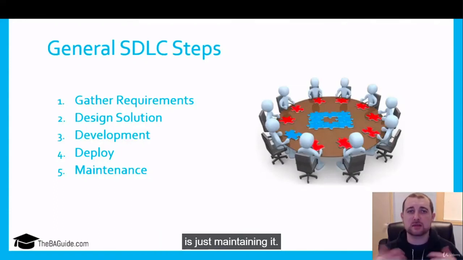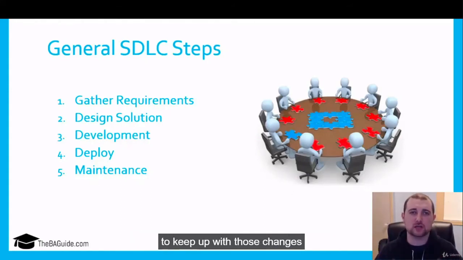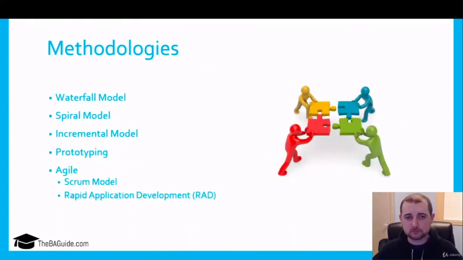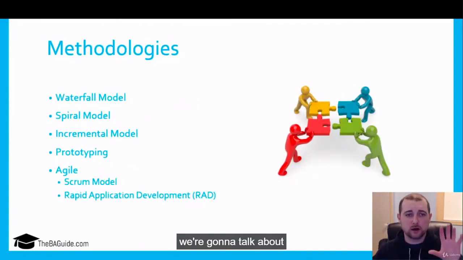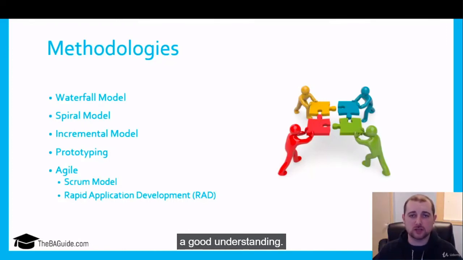And then the fifth and final stage is just maintaining it. With a software system, there's going to be bugs that are brought up, but more commonly, there's going to be changes that the business is going through. Then there has to be some maintenance to the software package to keep up with those changes and make sure that the software continues to meet the business's ever-evolving needs. So some of the methodologies we're going to talk about are the waterfall methodology, spiral methodology, the incremental model, prototyping, and then two different agile methodologies, the Scrum model and the rapid application deployment, also known as RAD. So those are the key methodologies we're going to touch on and make sure you have a good understanding of.